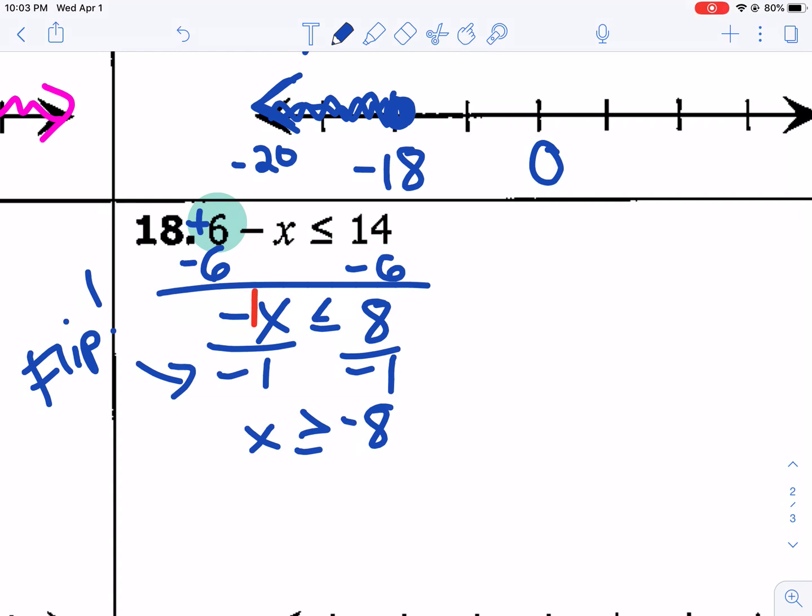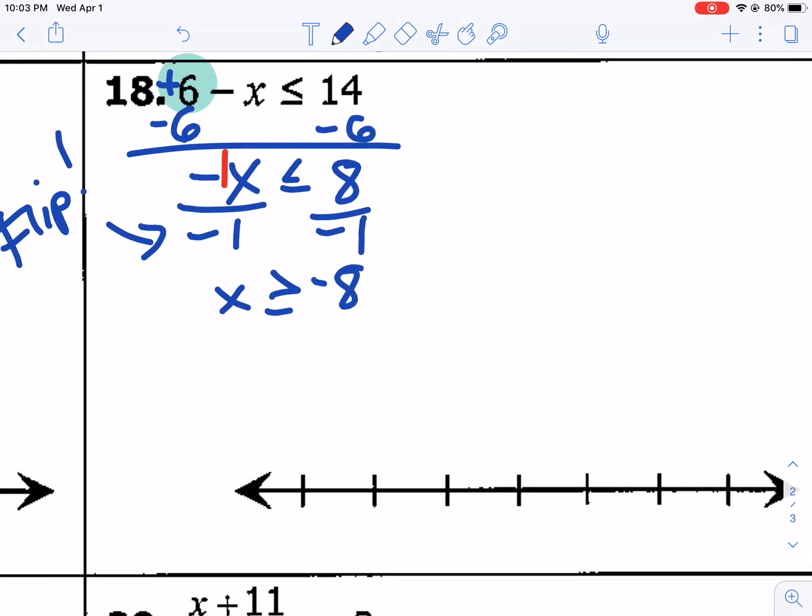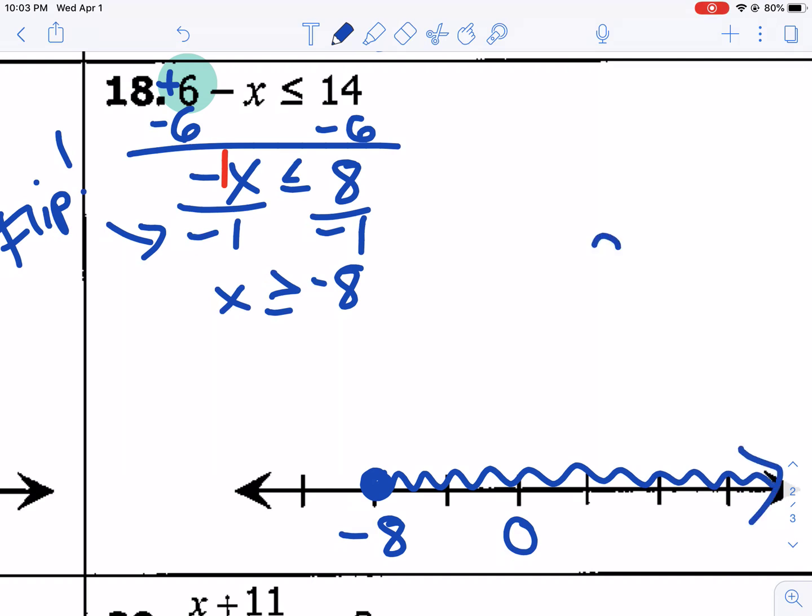All right, down to our number line, 0, -8. Closed point, closed dot, closed circle. X is greater than or equal to -8. Where are the numbers that are greater than or equal to -8? Right over here. We can test that with that 0. 0 is greater than or equal to -8. True.